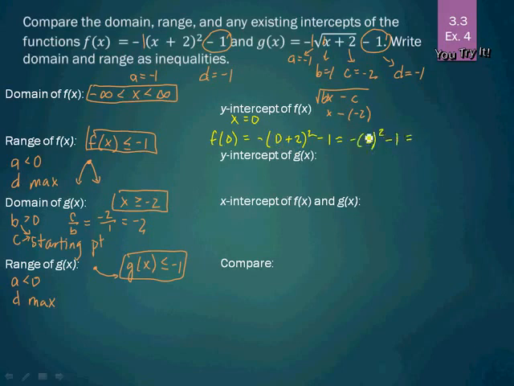Make sure to do parentheses and the exponent first, and then you put the negative on. So 2 squared is 4. So that's negative 4 minus 1. Negative 4 minus 1 is negative 5. So our y-intercept is going to have x as 0 and y as negative 5.